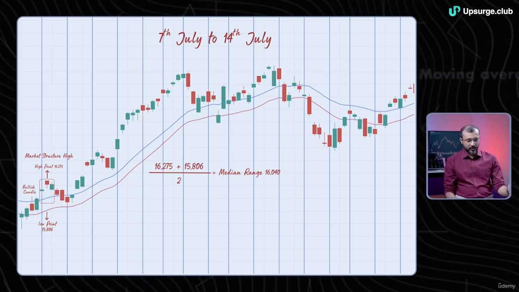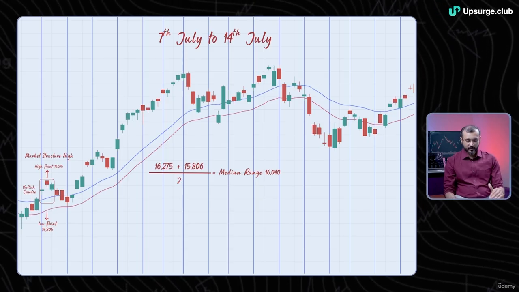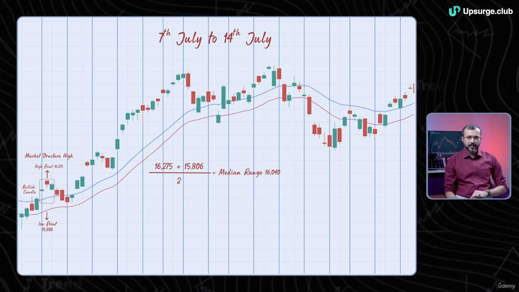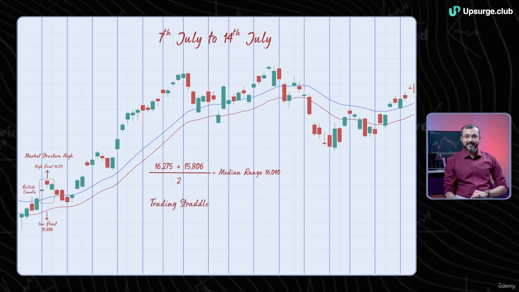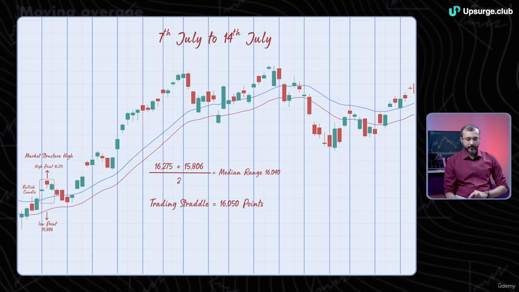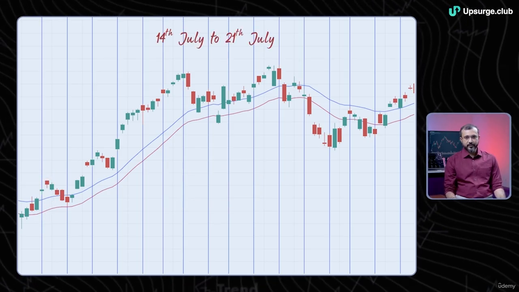When the price came below moving average, it was already below moving average. We have gone short somewhere around 270 points and it has gone to 100. So we made somewhere around 170 points trading this straddle of 16,050 points. So let us come to week 29 from 14th July to 21st July.